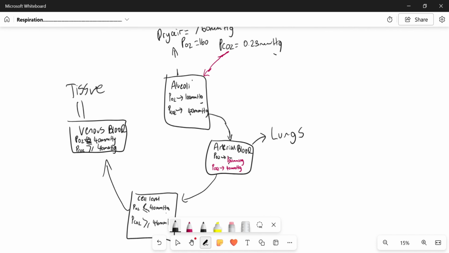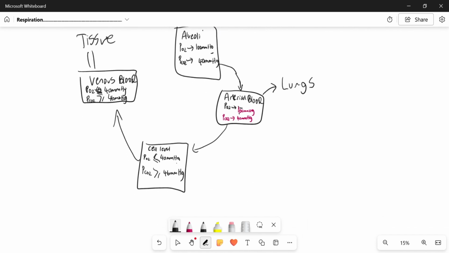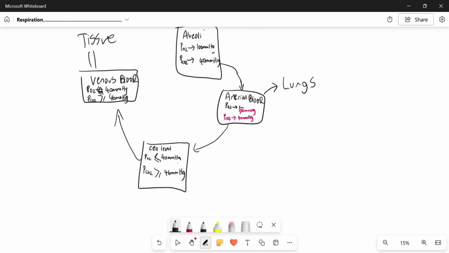The arterial blood will deliver oxygen to cells and will pick up the CO2, and this is why oxygen is used at the cell level and carbon dioxide is produced, which is why the oxygen amount in millimeters of mercury decreases, whereas the carbon dioxide amount in millimeters of mercury increases.